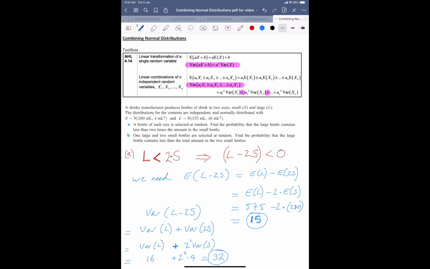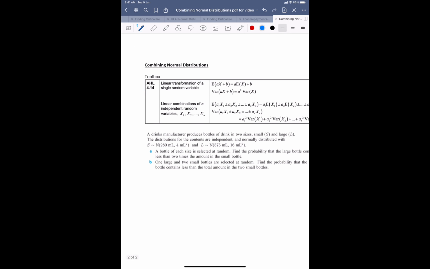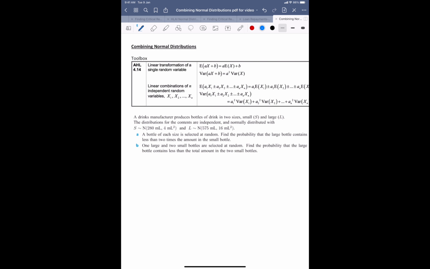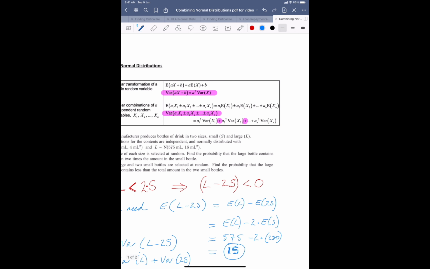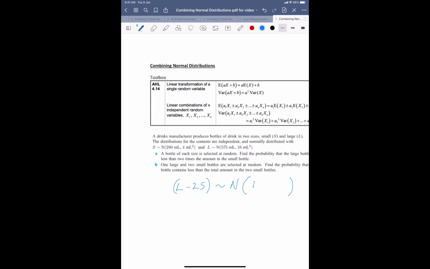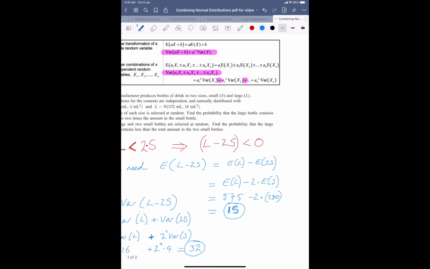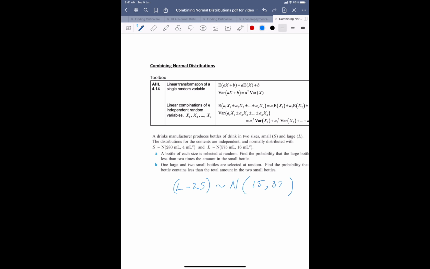So if we just go back, add an extra page here, then what we have is L minus 2S, which is what we're interested in, follows a normal distribution because we're combining other normal distributions, and the mean of this is 15, and the variance of this we said was 32. And now we can actually go ahead and draw a nice little normal distribution for this situation.